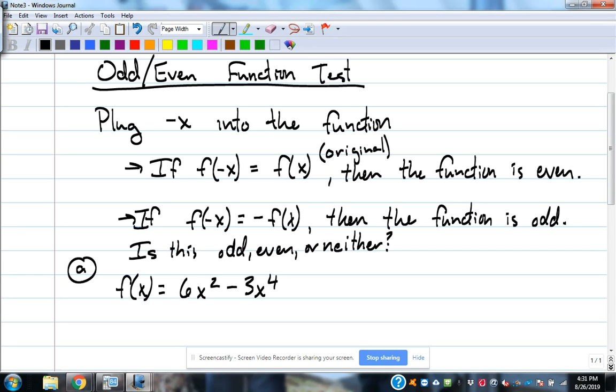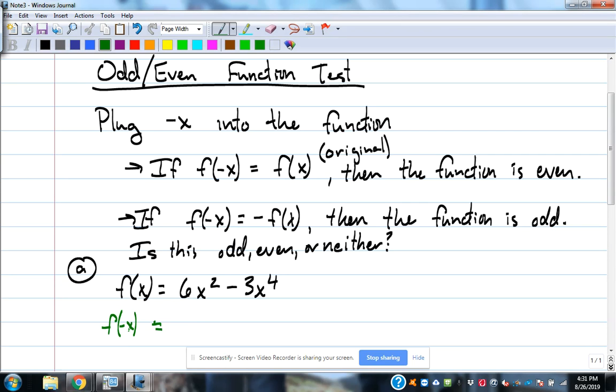There are several odd functions in the world. There are several even functions in the world, and there are a whole bunch of neither functions in the world. Okay, so when we're looking at this, we're just going to plug in that test, and then I'm going to show you a shortcut if you don't realize it already.